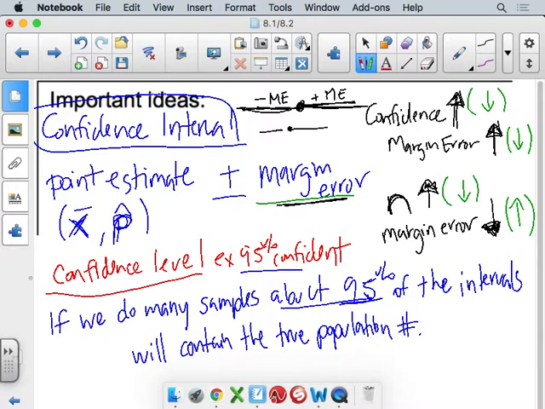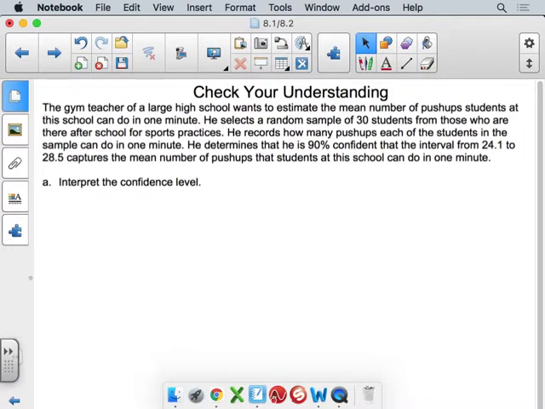Alright, so that's the basics of what is margin of error, what's a confidence interval. Alright, let's try and do some problems. This one's going to talk about the same idea. Interpret the confidence level. A gym teacher of a large high school wants to estimate the mean number of push-ups a student can do in 1 minute. He selects a random sample of 30 students, and he records how many push-ups they do in 1 minute.